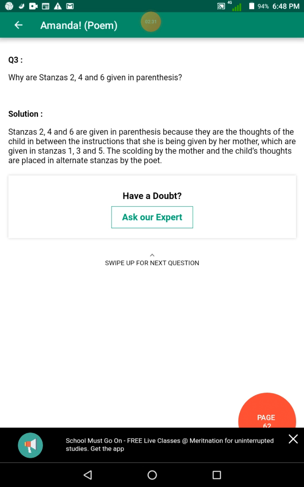Now, why are the second, fourth and the sixth stanzas given in parenthesis? Stanza 2, stanza 4 and stanza 6 are given in parenthesis because they are thoughts of the child between the instructions that she is being given by her mother, which are given in 1, 3 and 5. The scolding by the mother and the child's thought are placed in alternate stanzas by the poet. How is it? Did you read the poem? The first stanza, second stanza?